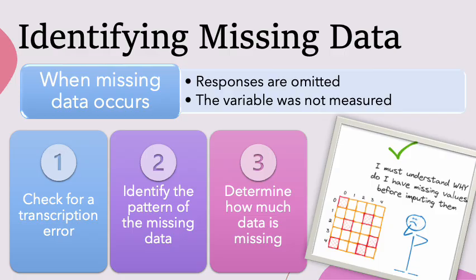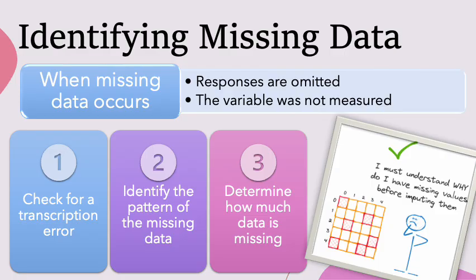Sometimes when data is missing, it is simply a problem of transcription. In other words, the person entering the data into the software system mistakenly omitted a value or a set of values. Transcription errors can be very easily corrected by returning to your original raw data and then updating your statistical software to include the missing data. So you should always begin by checking for transcription errors if you identify missing data.